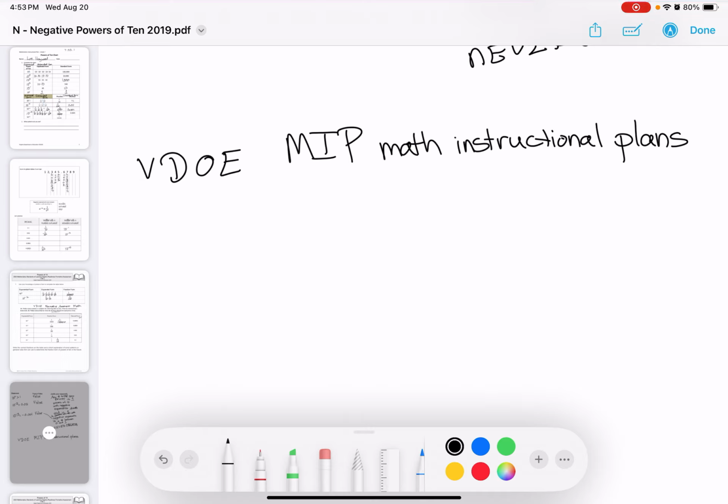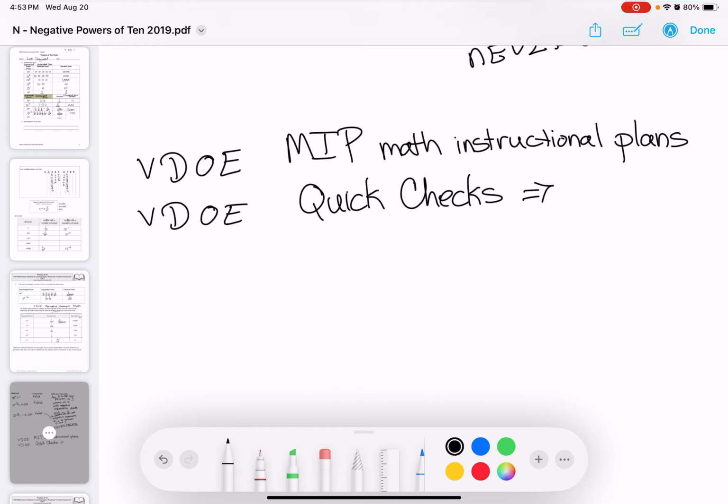You should also go to VDOE. They have quick checks. So this is, in a nutshell, basically to make sure that this is how the standard is covered. So this is what your student should know.